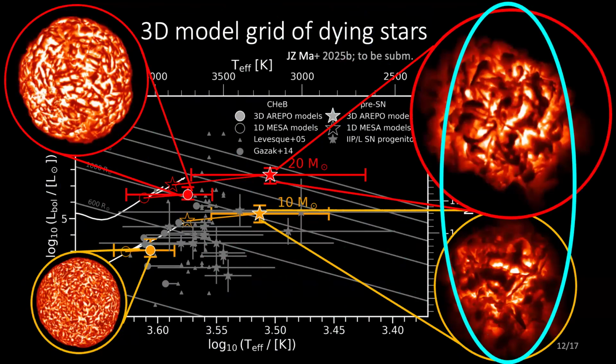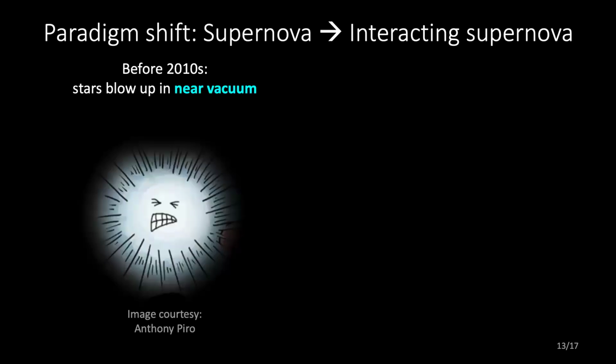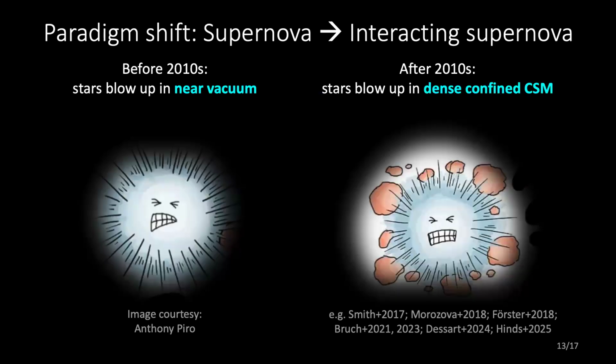And the question we want to ask there is about the direct progenitors of supernovae. Before the 2010s, in supernova studies, we always thought that the stars just blow up in near vacuum. There's nothing around. But after the 2010s, we started to realize these stars blow up in dense, confined circumstellar material. The reason we found this is just that we have better observational techniques that let us probe what's going on in a supernova very early on.